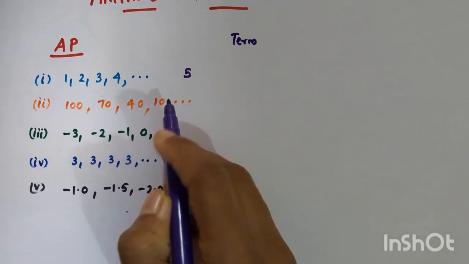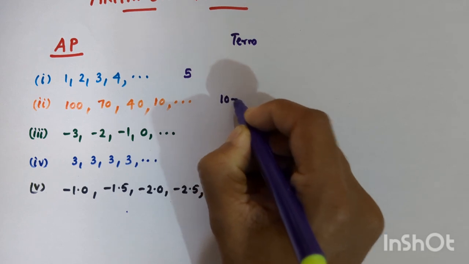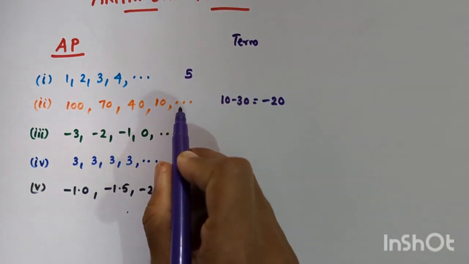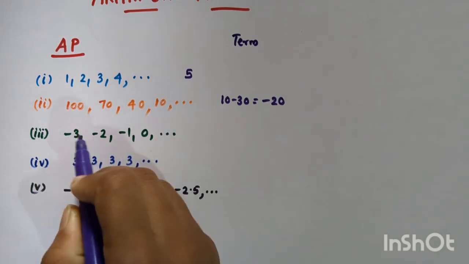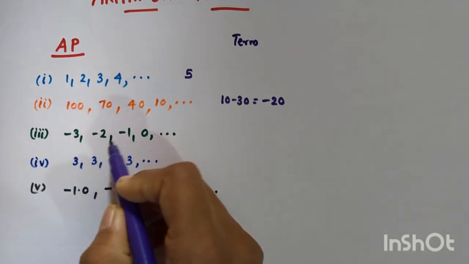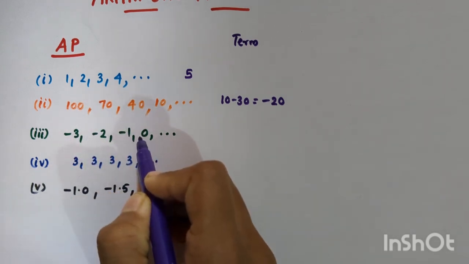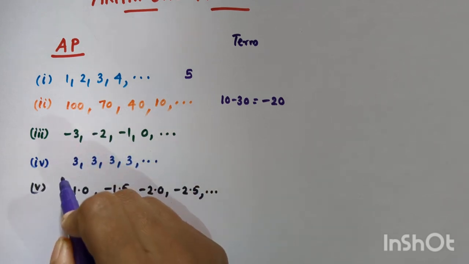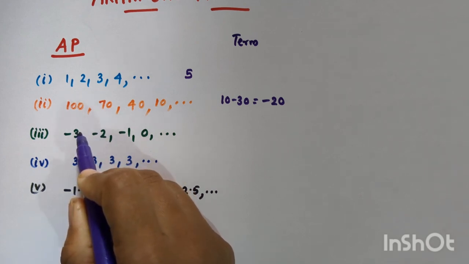Then what about the fifth term? It will be 30 less than 10, that is 10 minus 30, which is equal to minus 20. So minus 20 will be the next term. Now consider the third list of numbers: minus 3, minus 2, minus 1, 0. Here, each term is obtained by adding 1 to the term preceding it. That is, you get minus 2. If you consider minus 2, its preceding term is minus 3.